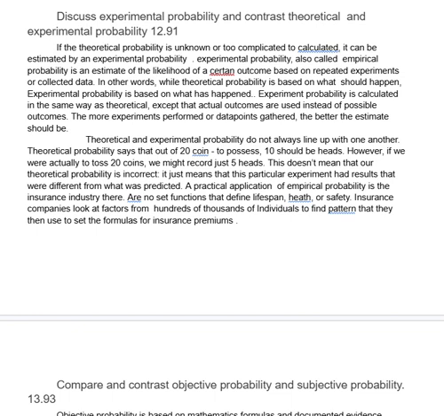Experimental probability is calculated in the same way as theoretical, except that actual outcomes are used instead of possible outcomes. The more experiments performed or data points gathered, the better the estimate should be.